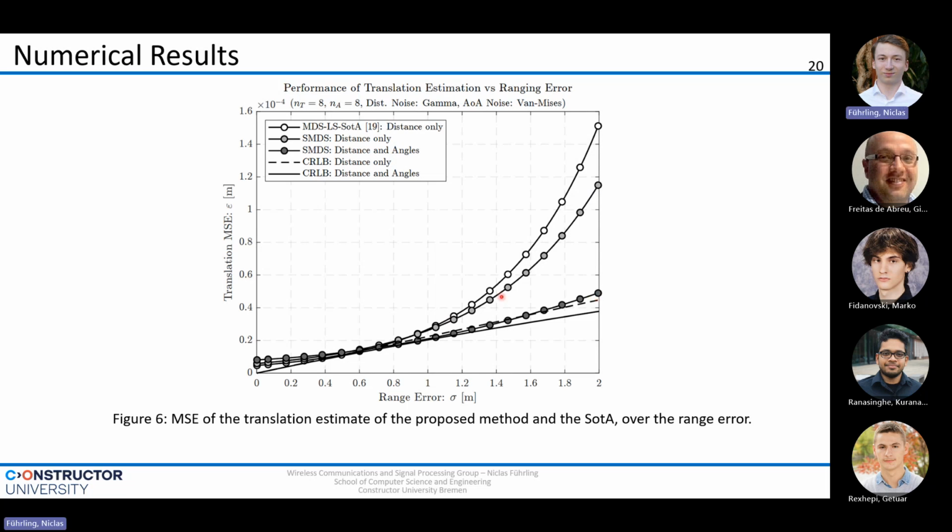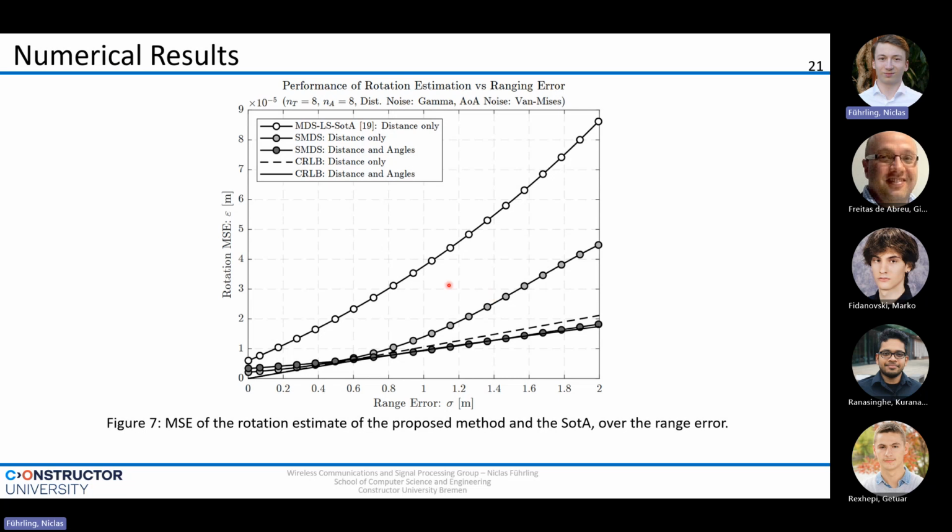So this was for translation, and now moving on to rotation, the solution looks pretty similar, but you can see that now using SMDS with distance only gives us a much larger gain already. And then for the full true SMDS version, the proposed method, it is on the bound pretty much all of the time. So it works very, very well.